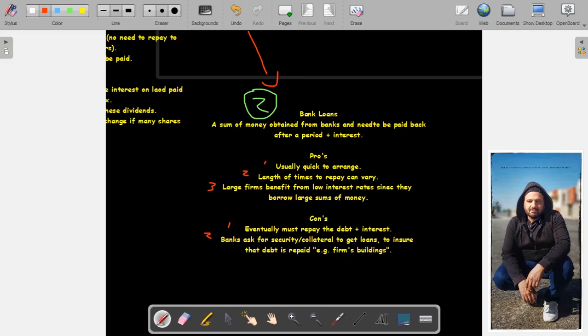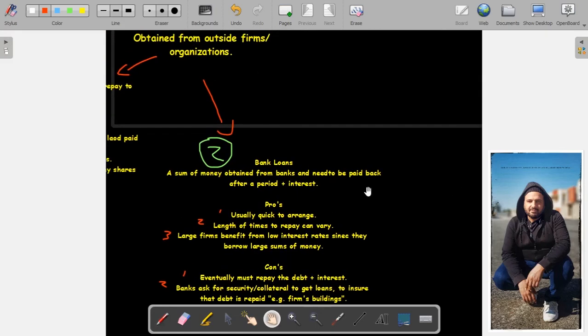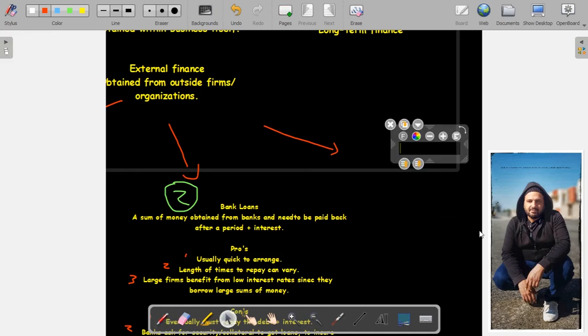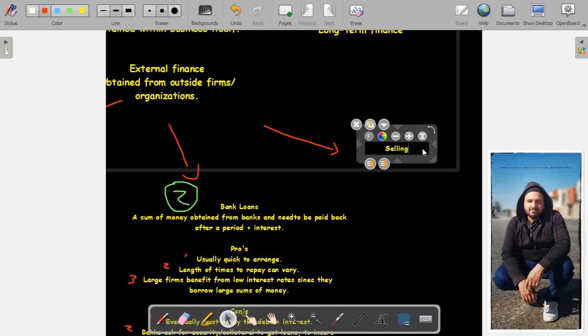We're going to talk about the concept of selling something called debentures. Debentures are some kind of unsecured certificates that can be used as a sort of money. So number 3, we're going to talk about selling debentures. As I said, they are considered as long-term loan certificates.